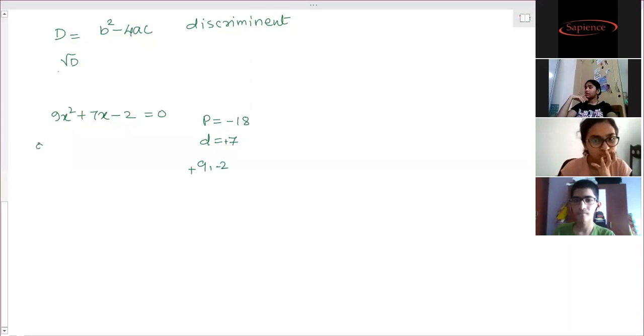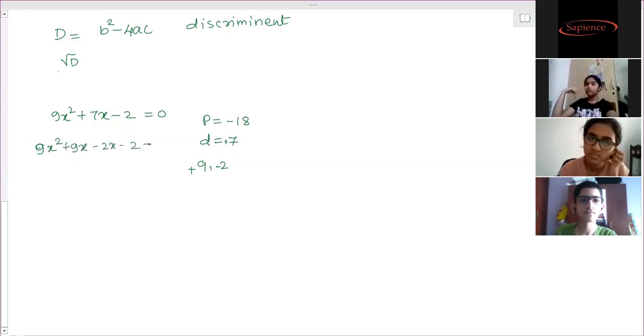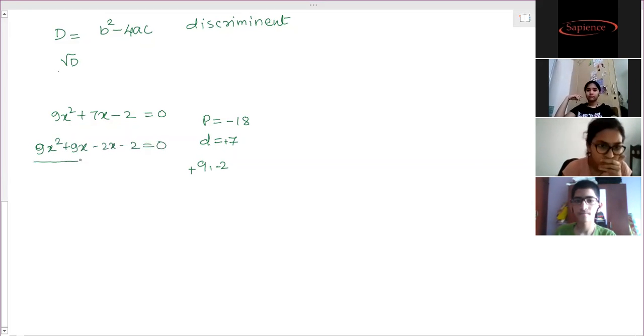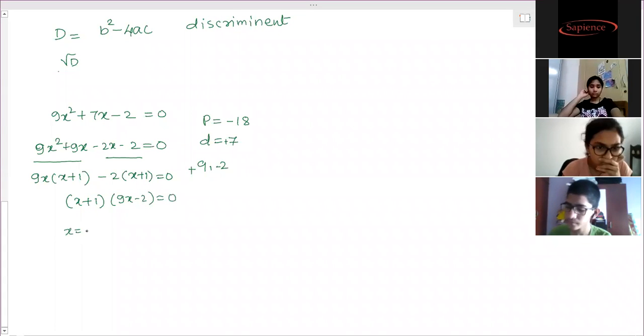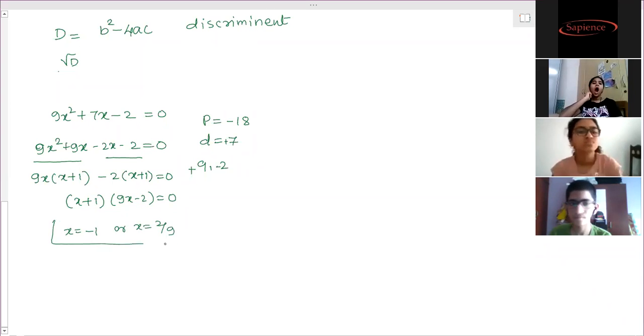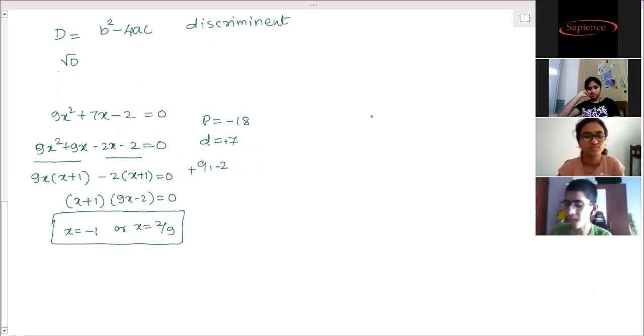So 9x square plus 9x minus 2x minus 2 is equal to 0. Now factorize separately: 9x into x plus 1 minus 2 into x plus 1 is equal to 0. So x plus 1 into 9x minus 2 is equal to 0. So the value of x is minus 1 or x is equal to 2 by 9. These are the two values we get. This is by middle term splitting. Okay, now second, by using the quadratic formula.